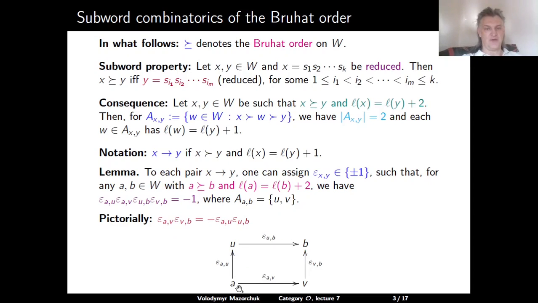Pictorially, if we have two elements A and B such that they are connected with respect to the Bruhat order, and the difference between their lengths is 2, then we have two intermediate elements U and V, and so we have such a square where we have exactly four arrows, and the product of signs on all these arrows must be minus 1, which means that the path via one of these elements is equal to minus the path via the other of these intermediate elements.